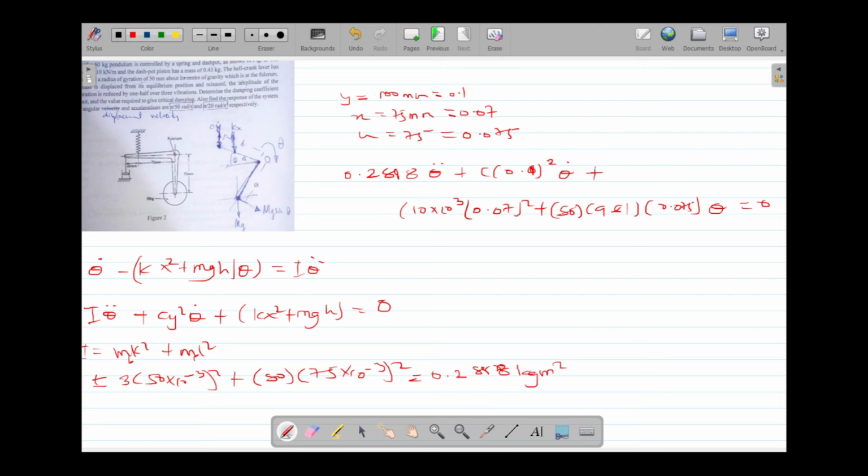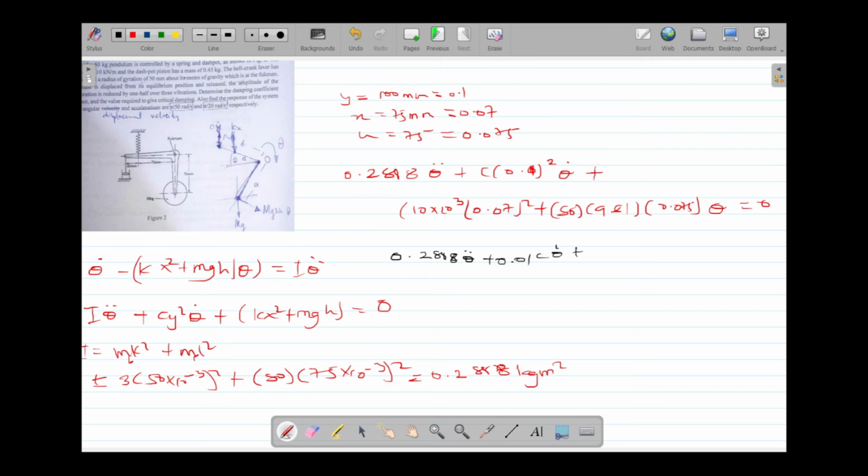So we have 0.2888 theta dot plus 0.1 squared, 0.01 c theta dot, plus, so we have 10 times 10 power 3 multiplying 0.07 squared, plus 50 times 9.81 times 0.075.